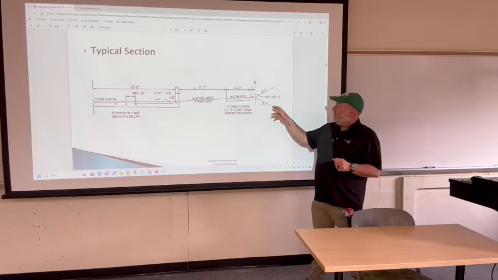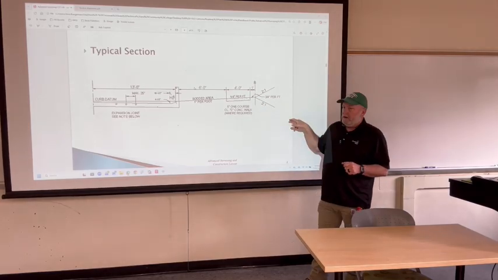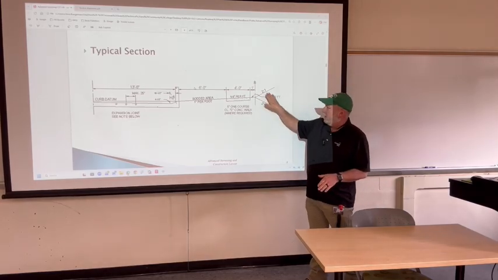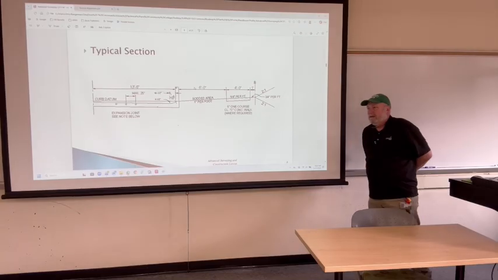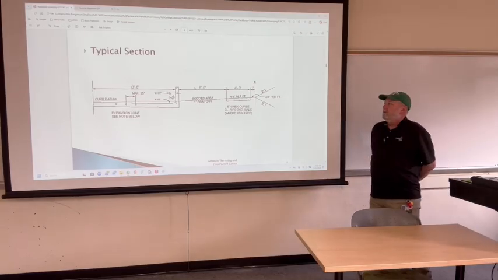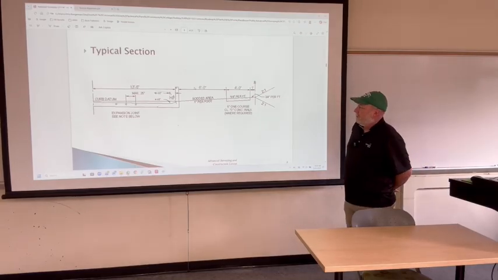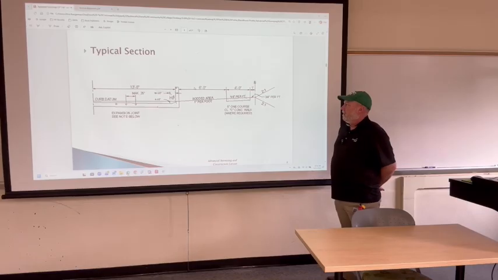Okay, once we get past the right of way, depending on whether we're in a cut or fill situation, now we have a 2-to-1 slope. Now we list it as 2-to-1 instead of going inch per foot. 2-to-1.